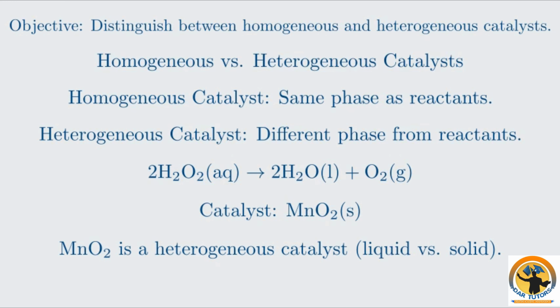This ease of separation is a significant advantage of heterogeneous catalysts. In summary, a catalyst can be homogeneous if it shares the phase of the reactants, or heterogeneous if it's in a different phase, often providing a surface for the reaction. Let's apply these concepts by looking at the detailed mechanism of a famous industrial reaction, the Haber process. Our objective is to use the Haber process as a case study to understand the mechanism of a heterogeneous catalyst.